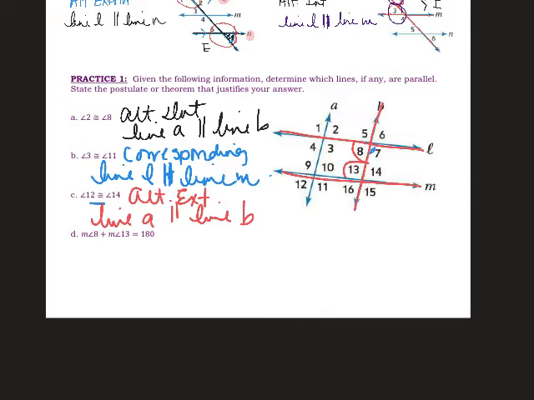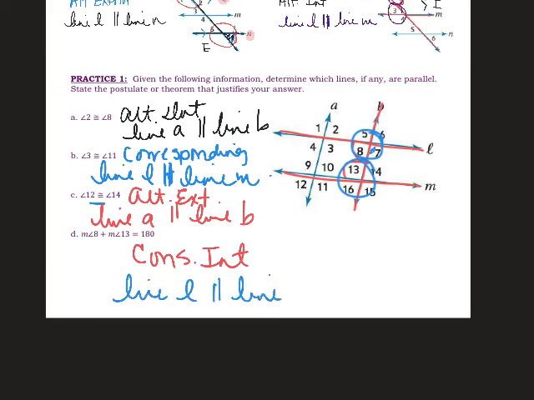Are they both interiors or exteriors? Interior. Good. What type of interiors? Should consecutive interiors add up to 180? Yes, because that's its definition. So what lines would be parallel then? Line L and line M. So line L is parallel to line M.